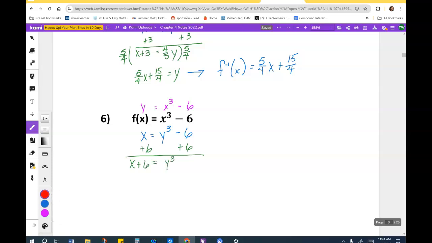Now to undo the y cubed, we're going to do the cube root of both sides. So this gives me the cube root of x plus 6, of all of that, equals y. So that means that the inverse function is the cube root of x plus 6.